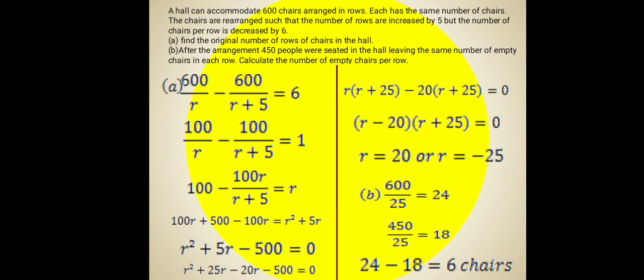Now, part B we have been asked, after the arrangement, 450 people are seated in the hall, leaving the same number of empty chairs in each row. Calculate the number of empty chairs per row.